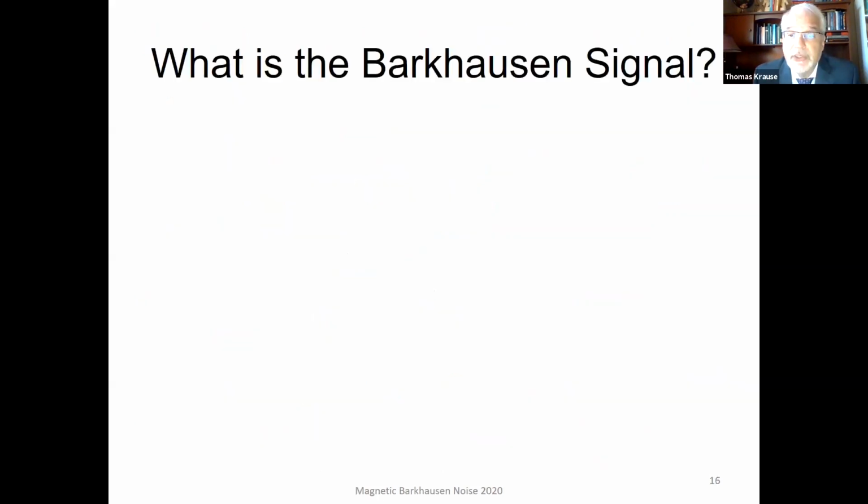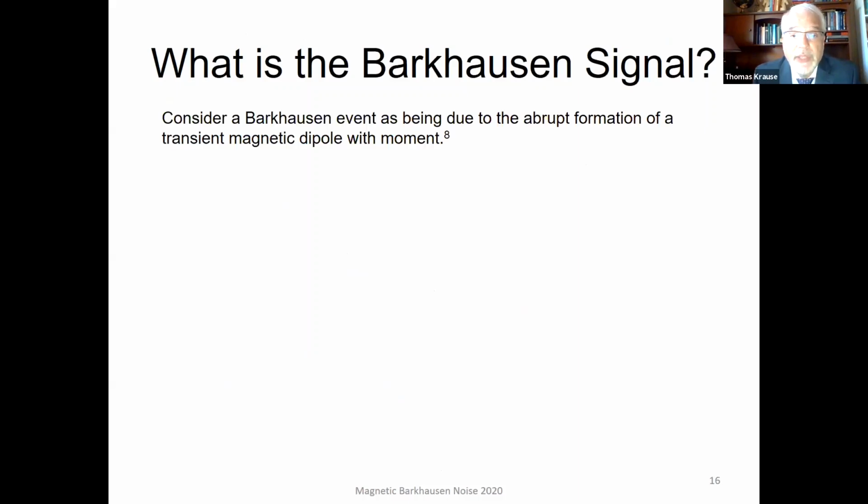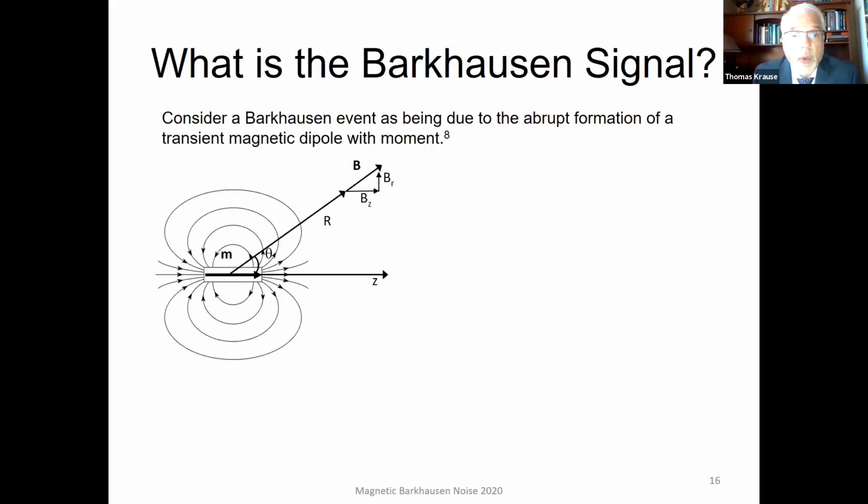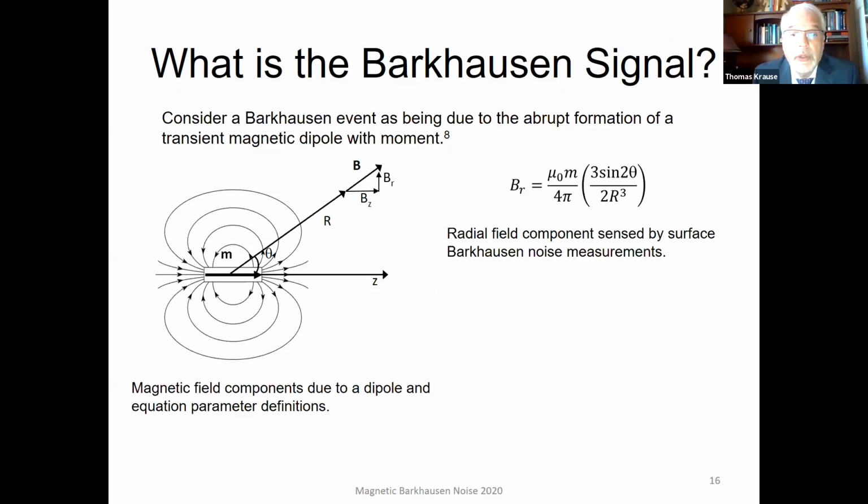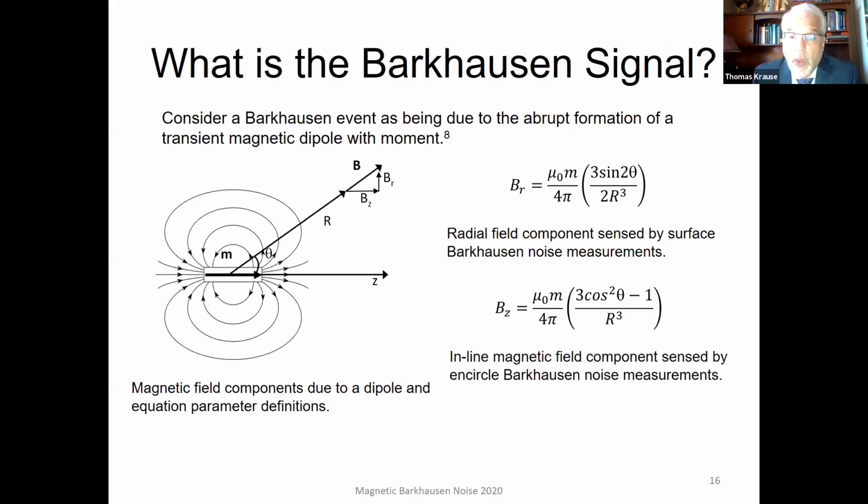So what is the Barkhausen signal that we measure? Well, basically, when we apply a field, we get a dipole moment, and that dipole moment has two components: a radial component, which is the one that we would pick up with the surface pickup coil, and also a Z component, in line with a magnetic dipole, that we would get if we were to encircle Barkhausen noise measurements.